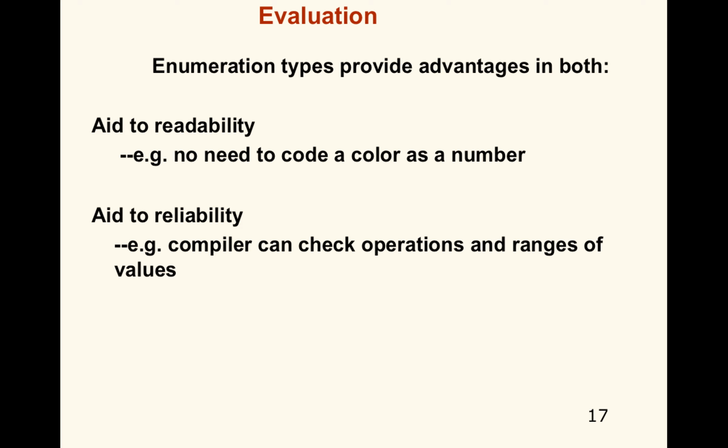So yeah, readability. Reliability: the compiler can check operations and ranges of values. If I say my colors are red, white, and blue, and I try to assign the color cyan or purple, the compiler can come back and say, nope, sorry, that's not a valid color. Pick another color.